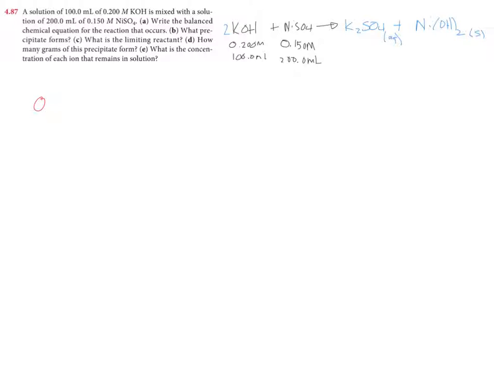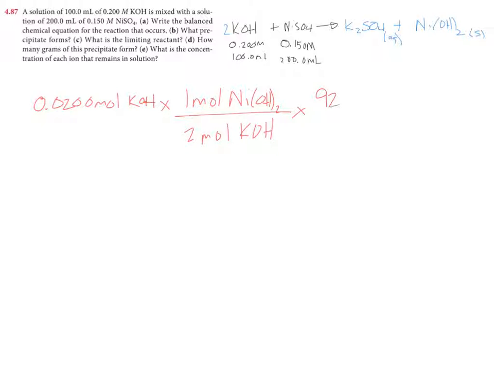Now, because potassium hydroxide is the limiting reactant, it's going to control everything else. So we bring that knowledge into part D when we're asked how many grams of precipitate form. Well, potassium hydroxide controls that. Once we run out of potassium hydroxide, the reaction stops. So again, it's a simple mole ratio. We have 1 mole of nickel(II) hydroxide for every 2 moles of potassium hydroxide. Again, those numbers came right from the coefficients of the balanced chemical equation. We're going to use the molar mass of nickel hydroxide, and we're going to calculate the number of grams of precipitate that form.